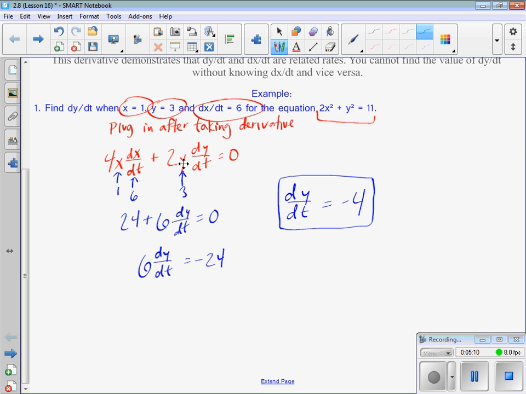Like sometimes at this step, people solve for dy dt, and so your dy dt would be like the negative 4x dx dt divided by 2y, and then you can plug stuff in. Either way, you get the exact same answer, okay? I usually just like to plug it in right away because numbers are easier to move around, I think, for some people than variables. But any other questions there?